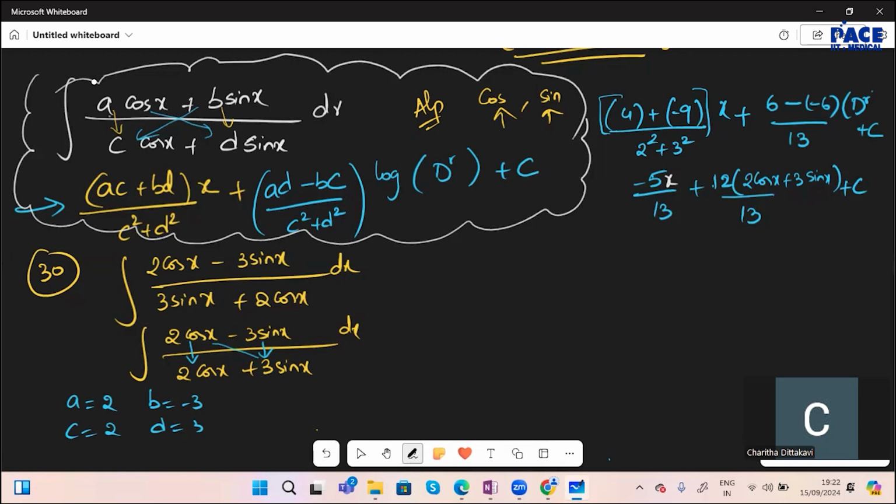Clear? So here also I did not mention the log. Oh dear. So in the final answer here, it will be a log of this value. Please make that correction. So this will be your log of the denominator. So 12 times log denominator plus C. Right.